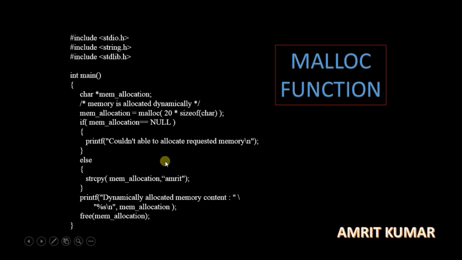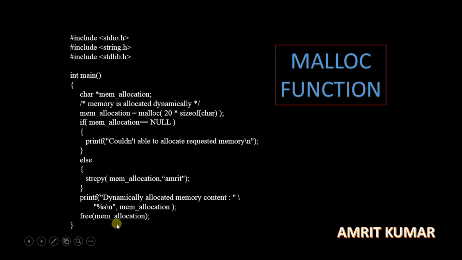Otherwise, I am using the string handling function strcpy. I have told you about the strcpy function, its work is to copy strings. So I am copying this string, Amrit, into mem_allocation, which is a pointer variable. Then I am using the printf function, dynamically allocated memory contents, and printing mem_allocation here. So Amrit is going to be printed.